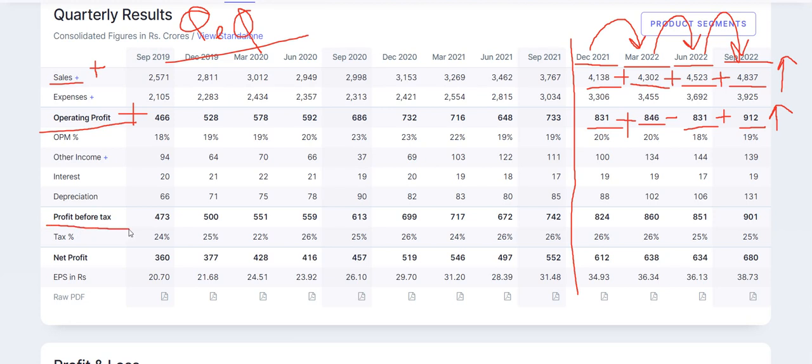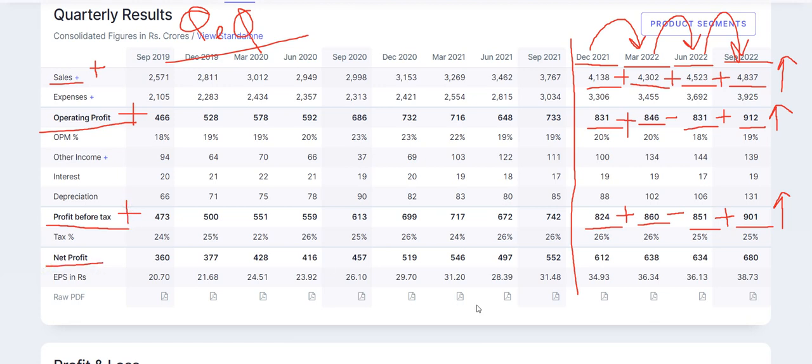Coming to the profit before tax, it is 824 crore rupees. From there it increased to 860 crore rupees. From here it decreased to 851 crore rupees, and further increased to 901 crore rupees. So there is constant growth in the profit before tax, leaving one quarter. So we will mark it in a positive manner.